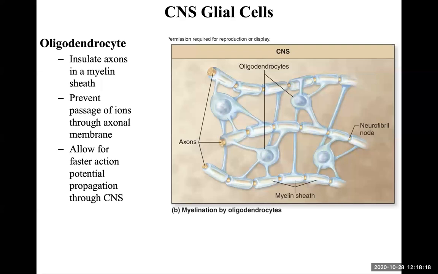And it's different than if you didn't have any myelination at all. The action potential is due to the opening and closing of the voltage-gated ion channels, so that would have to occur all the way along the length of the axon. That would take a lot longer than if it just has to occur at those nodes.